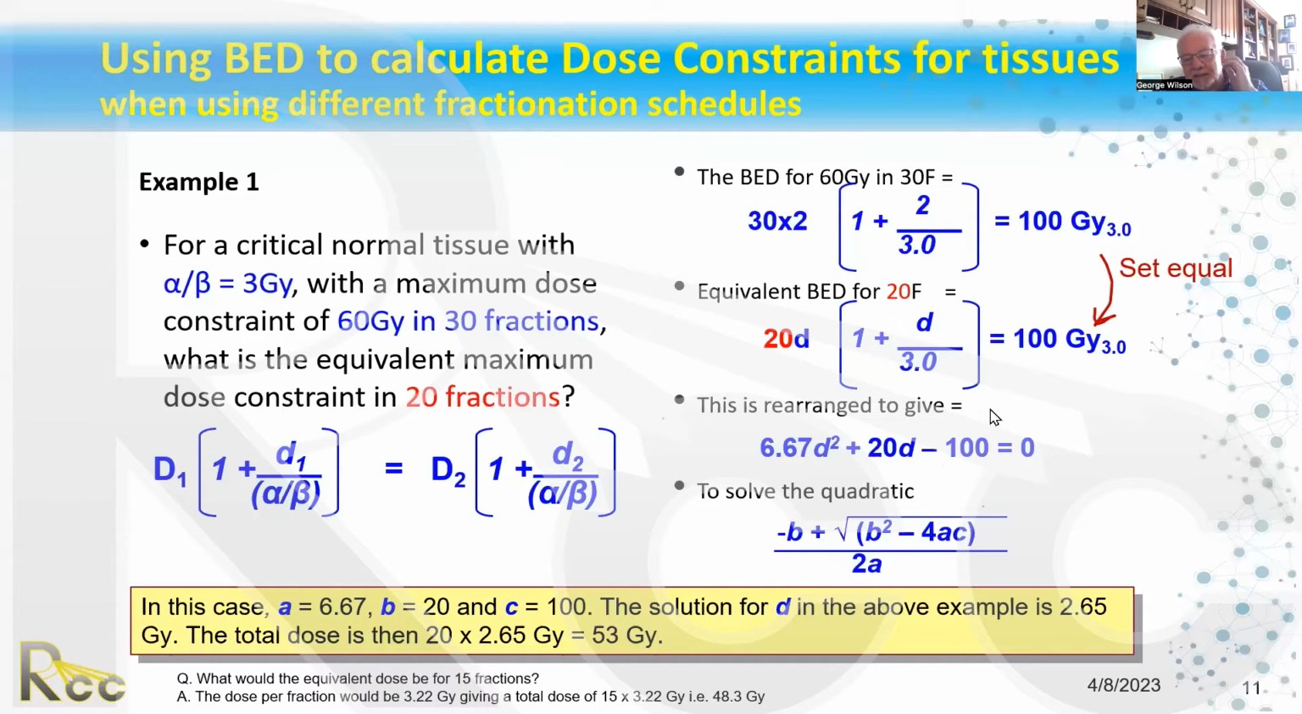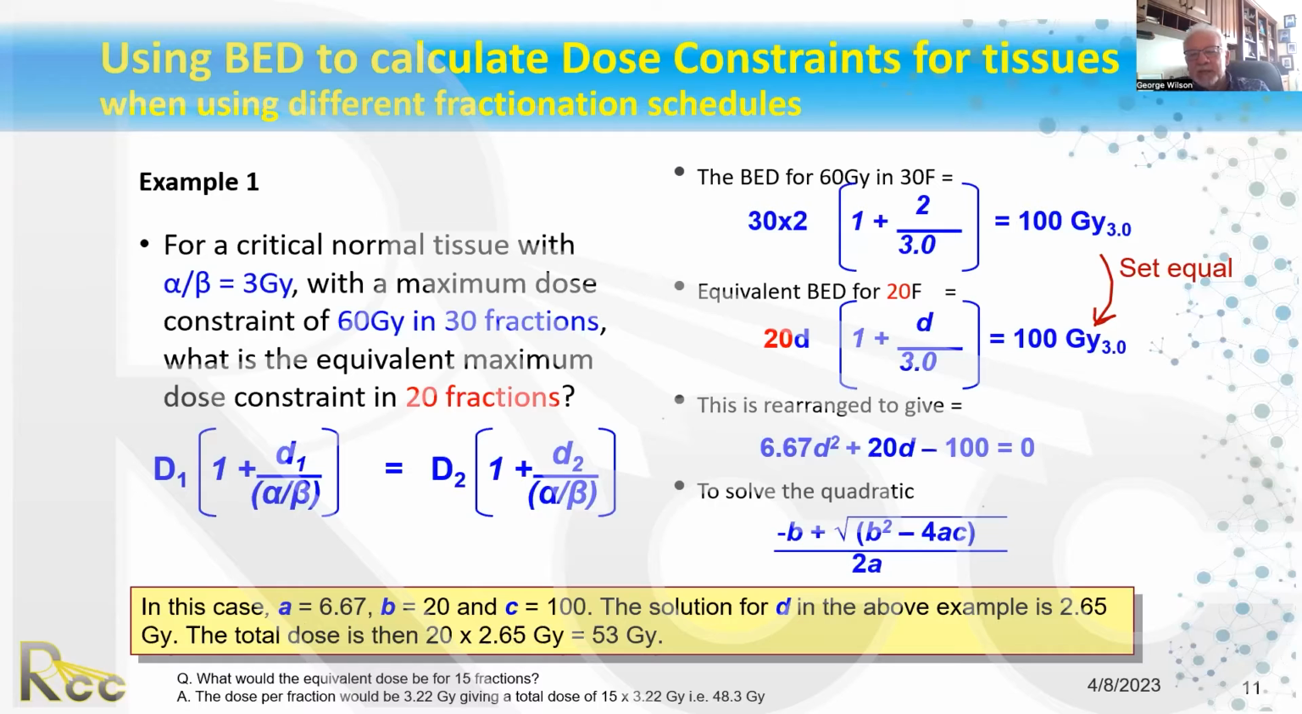So this is one of the tough things about doing BEDs by hand, and I recommend everyone download some free calculators, which I'll tell you about at the end of the talk. However, when you solve this quadratic equation with these parameters, the solution is that B, the dose per fraction, would now be 2.65. And so the total dose would be 20 fractions of 2.65, and that would equal 53 gray.